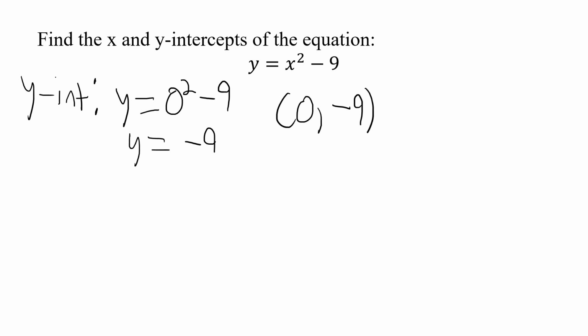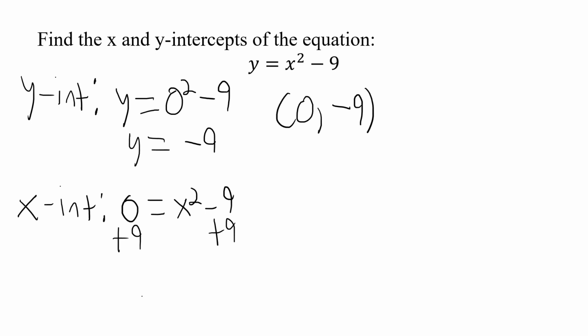Now our x-intercept will be a little bit more tricky, but we can do it. We have to make our y 0 to find the x-intercept. So 0 equals x squared minus 9. There are two ways we can do this. We could factor the right-hand side, or we could add 9 to both sides and say 9 equals x squared, and then square root both sides. When we square root across an equal sign, do not forget to add a plus or minus to the other side. The square root of 9 is, of course, plus or minus 3.